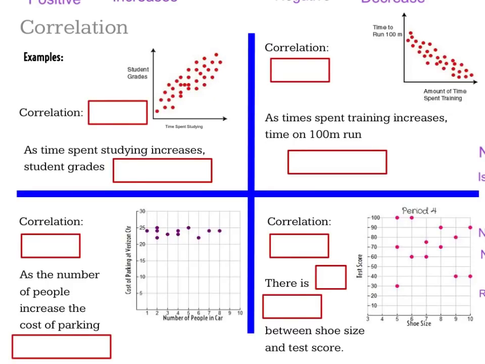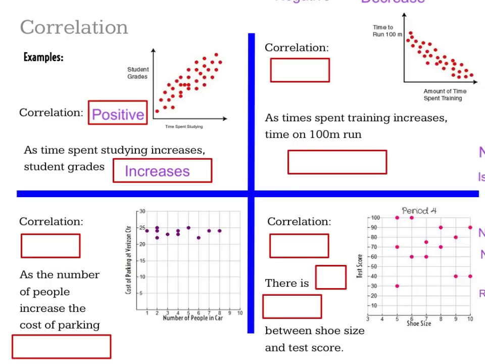So here we are with our 4 types of correlation. Wait, 4? I thought we just said there were 3 types of correlation. We're going to explain why there are 4 here when we just said there were only 3. So let's take a look at our upper left-hand corner first. So first we call this correlation positive. As time spent studying increases, students' grades increase. So this is a positive correlation. As one thing goes up, the other thing goes up. That's what makes it a positive correlation.